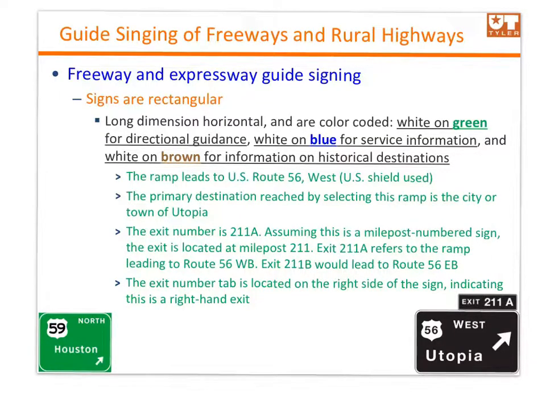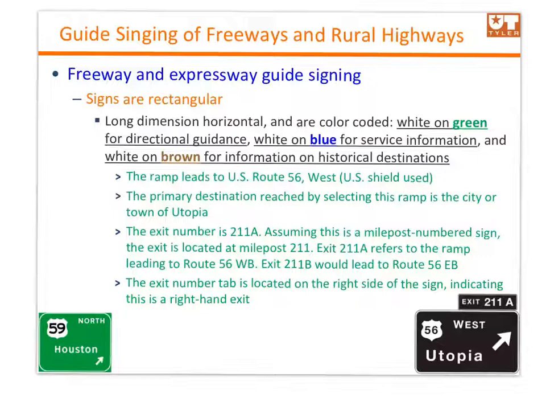When it comes to freeway and expressway guide signs, they are typically rectangular. The long dimensions are the horizontal ones, and they are color coded white and green for directional guidance, white and blue for service information, and white and brown for information or historical destination. So again, color is a very important way to communicate with drivers.